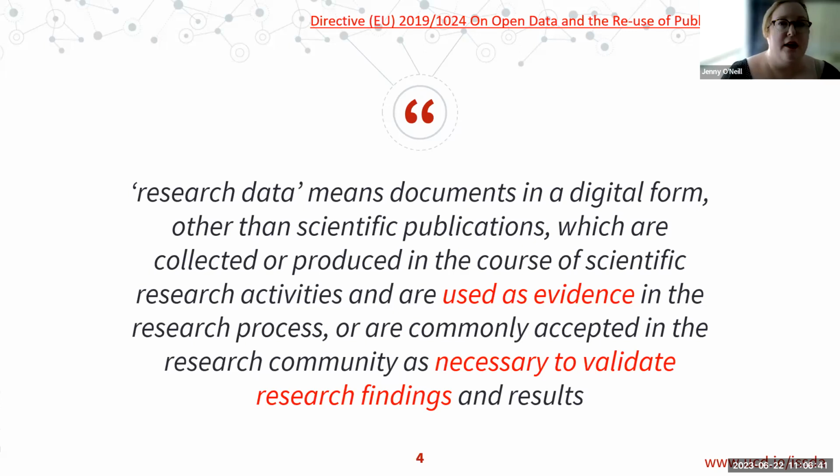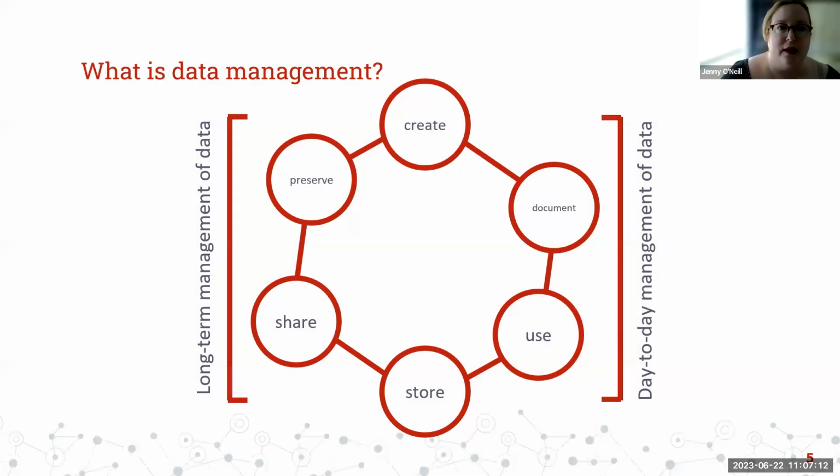That could be transcripts of interviews or questionnaires. It could be images or videos, depending on the discipline. If we go outside of the social sciences, it could be genomics data. It could be sensor data. It really depends on your specific discipline, but what do you rely on as evidence in the research process, and what does your particular discipline consider to be necessary to validate research findings? And that's what you want to think about when you're thinking about your own research data and managing those data.